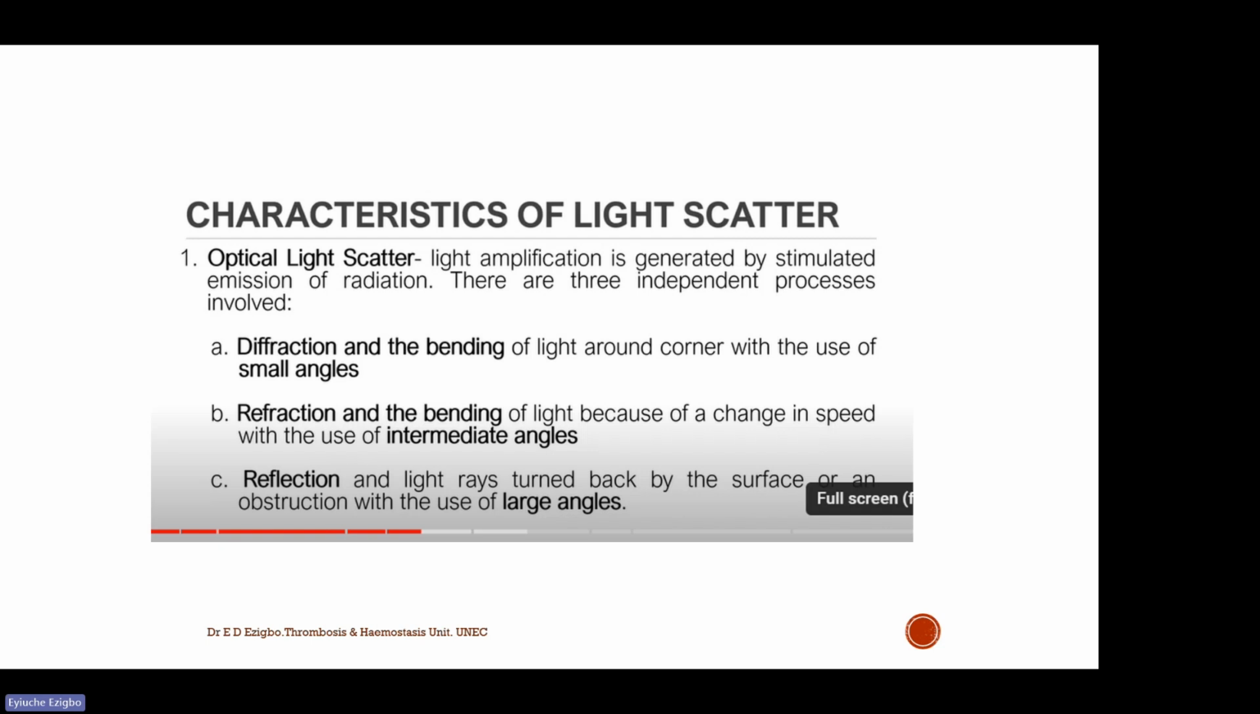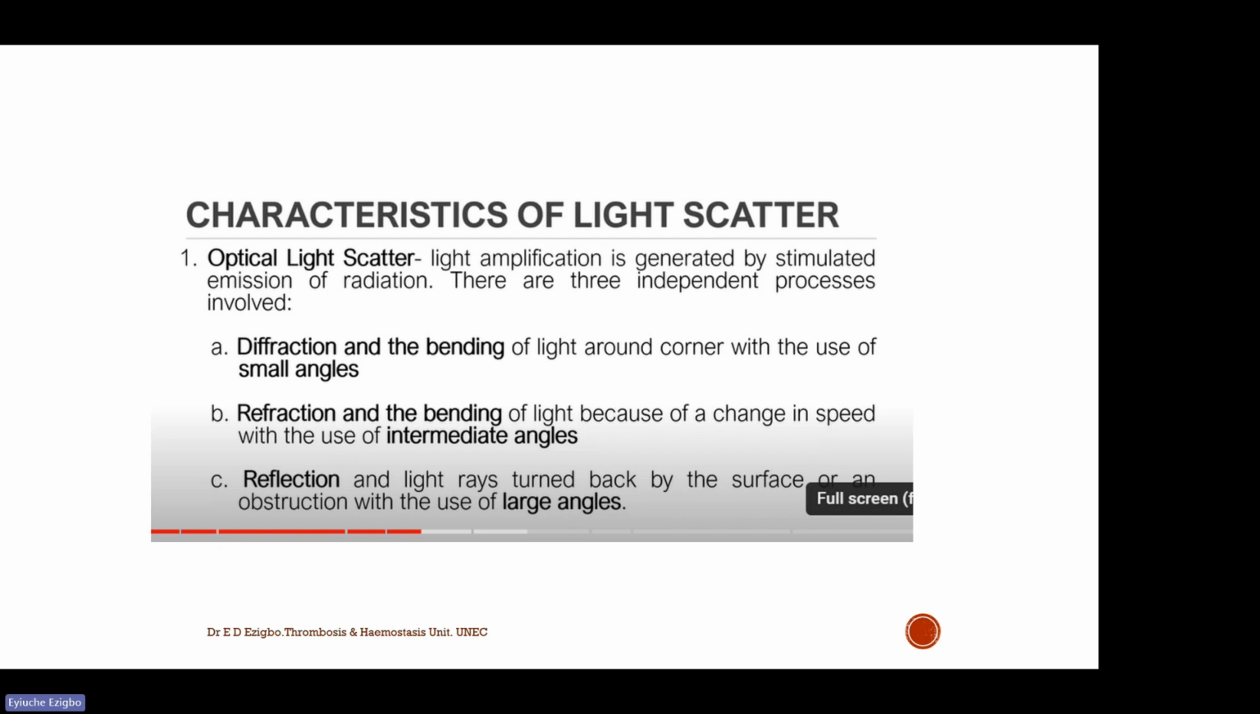Light amplification is generated by stimulated emission of radiation. There are three independent processes involved: diffraction, the bending of light around corners with the use of small angles; refraction, the bending of light because of a change in speed with the use of intermediate angles; and reflection, light rays turned back by a surface or an obstruction with the use of large angles.